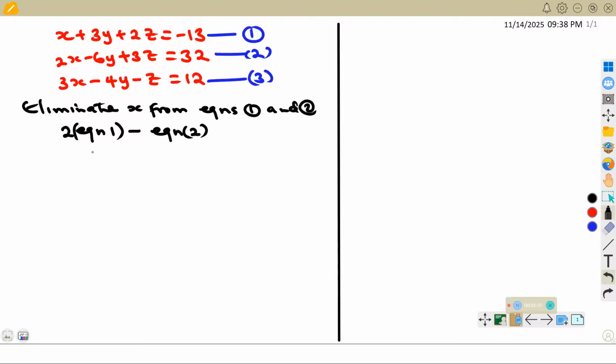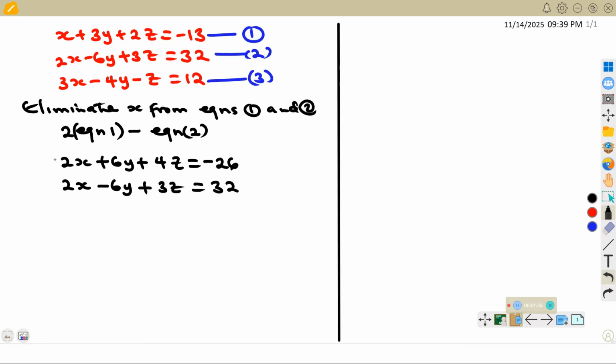When we do that, we shall have 2x plus 6y plus 4z, which is equal to negative 26. We shall have 2x minus 6y plus 3z, which is equal to 32. From here, we shall eliminate x by subtracting, and this will give us 12y. 4z minus 3z will give us plus z. Then negative 26 minus 32 will give us negative 58. We shall call this equation number 4.